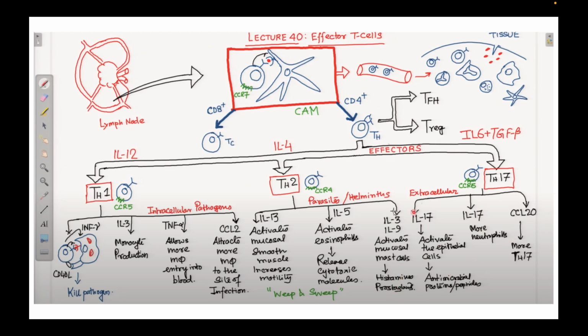Th17 takes care of the extracellular pathogens. It releases IL-17 to activate the epithelial cells and produce antimicrobial proteins and peptides for killing. When it releases IL-17, it allows more neutrophil production, and when it produces CCL20, it allows more Th17 type cell production. So these are the effector T cells.